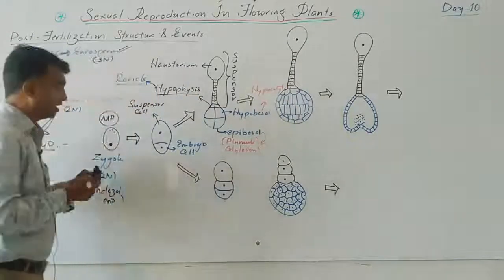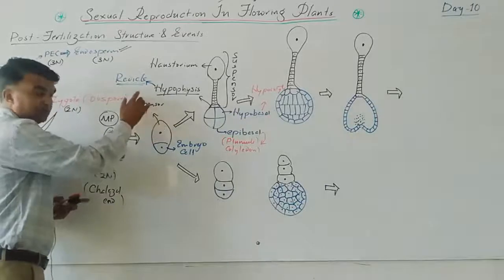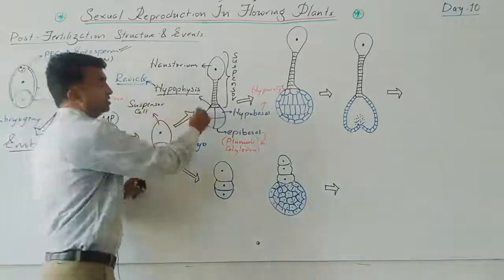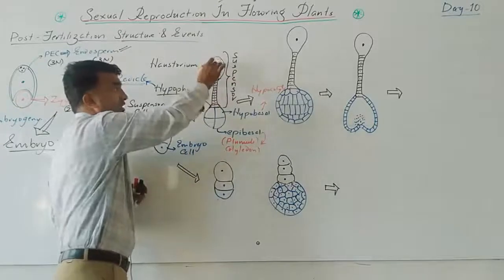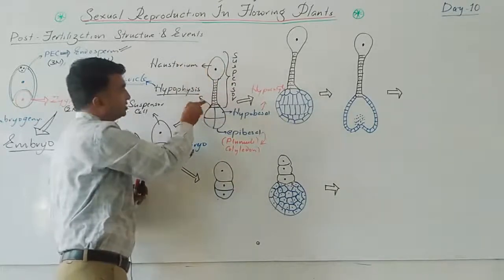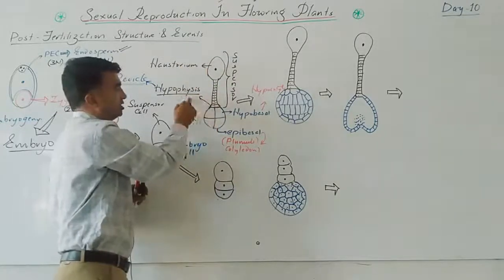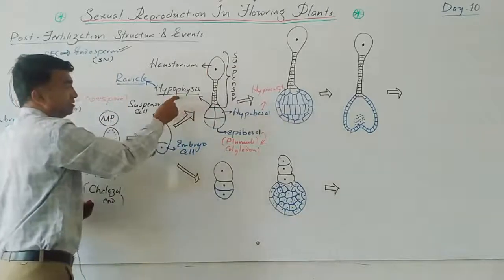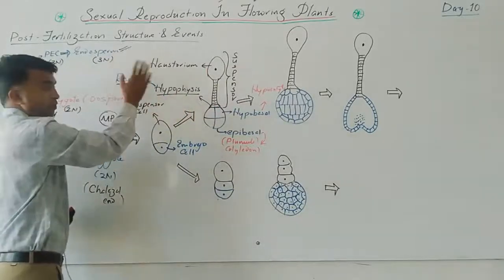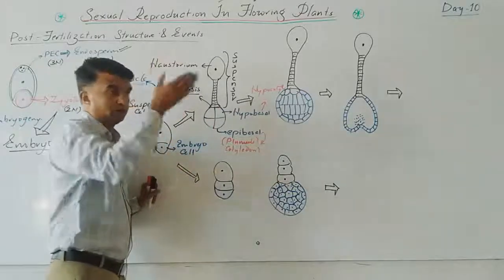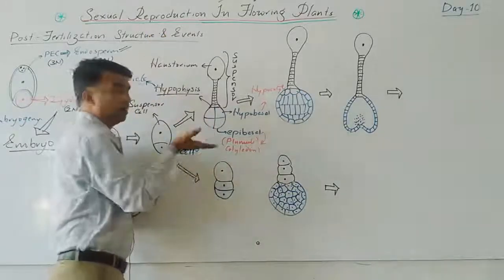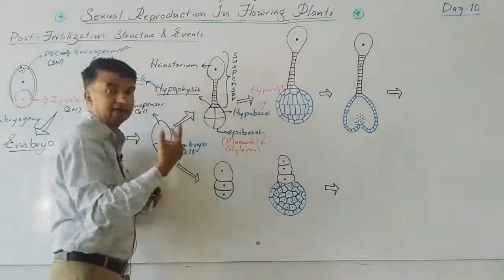Understood? The zygote divides into 2 cells, one suspensor cell and one embryonic cell. The suspensor cell divides repeatedly and forms the suspensor. The last cell is called the haustorial cell, and the cell near the embryonic cell is called the hypophysis. This hypophysis cell in future develops into the radicle. The embryonic cell divides with 2 vertical divisions and one transverse division. Totally 8 cells are formed.